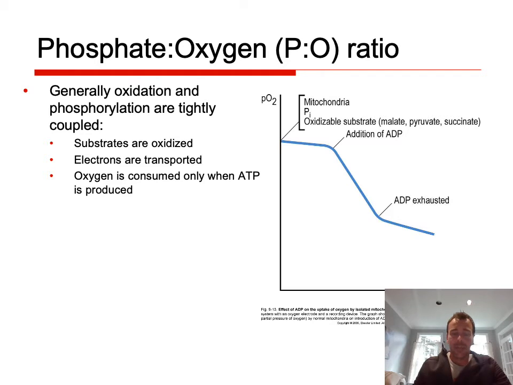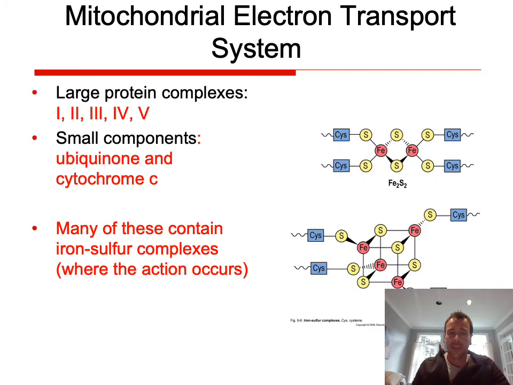Generally, as we talked about, this oxidation and the phosphorylation are highly coupled. So you get substrates that are oxidized, electrons transported, and then oxygen is consumed only when ATP is produced. And we'll talk about a couple times when that coupling can become uncoupled.